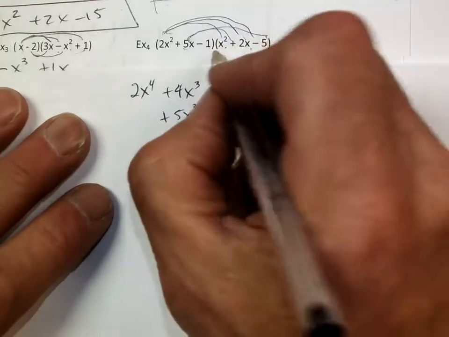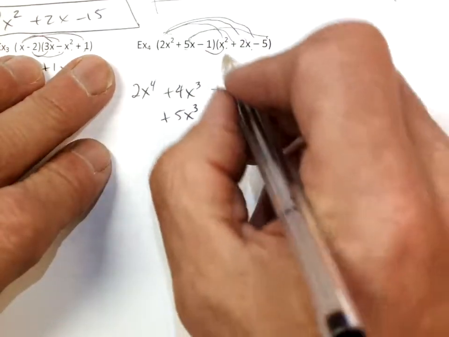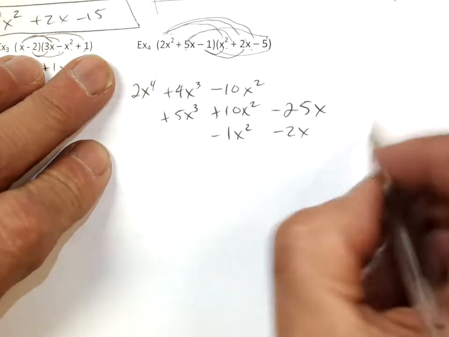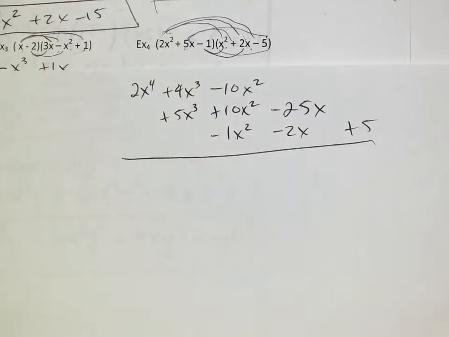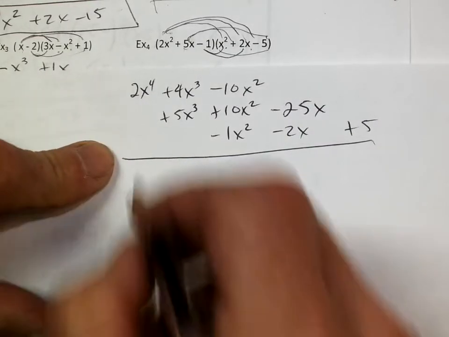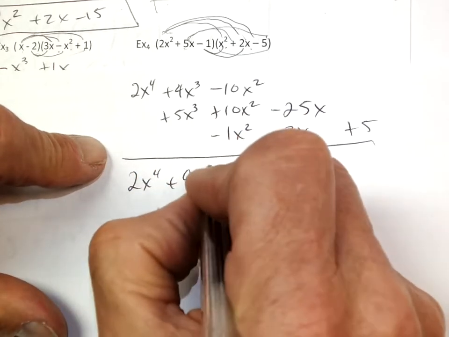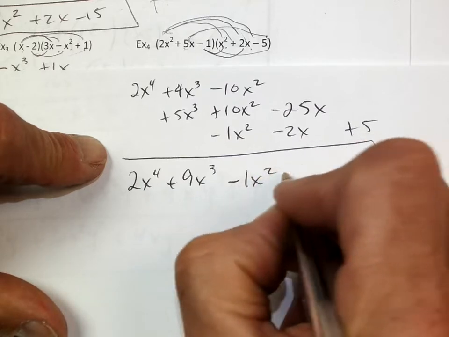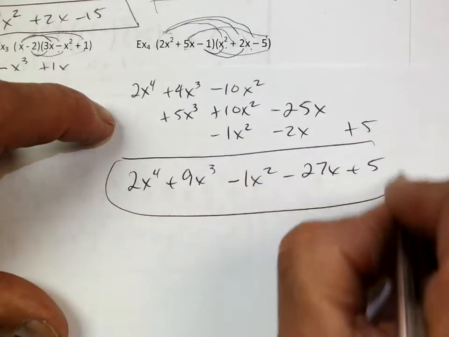And then I'm going to go negative 1 times x squared is a negative 1x squared. Put that there. Line them up. And negative 2x. Put it there. Line them up. And then a positive 5. Now, when I add them all up, I'm going to get a 2x to the 4th plus a 9x cubed minus a 1x squared minus a 27x plus 5.